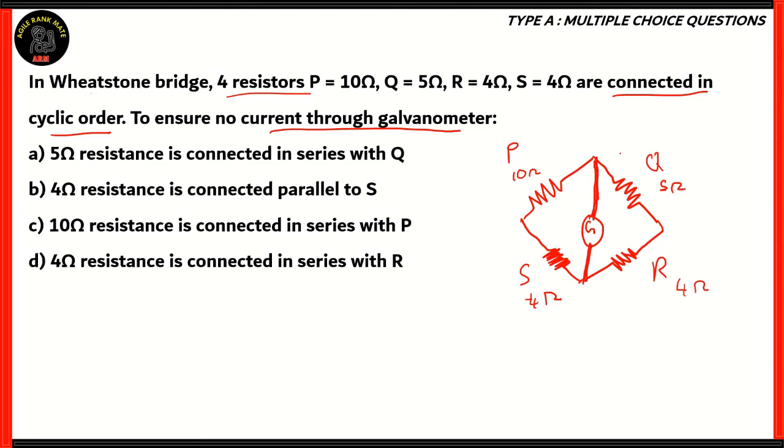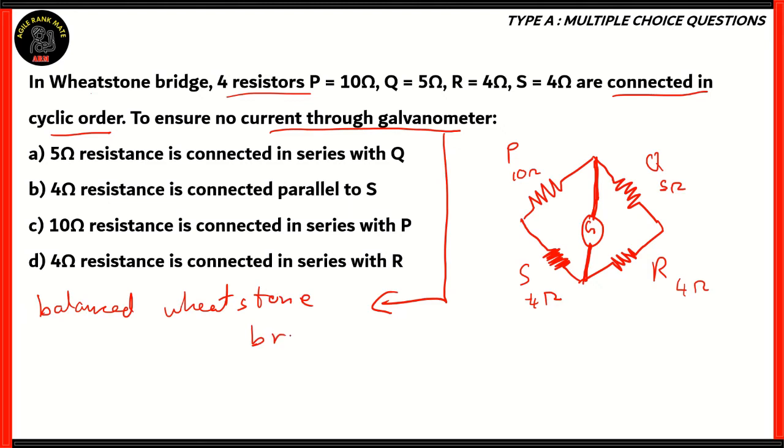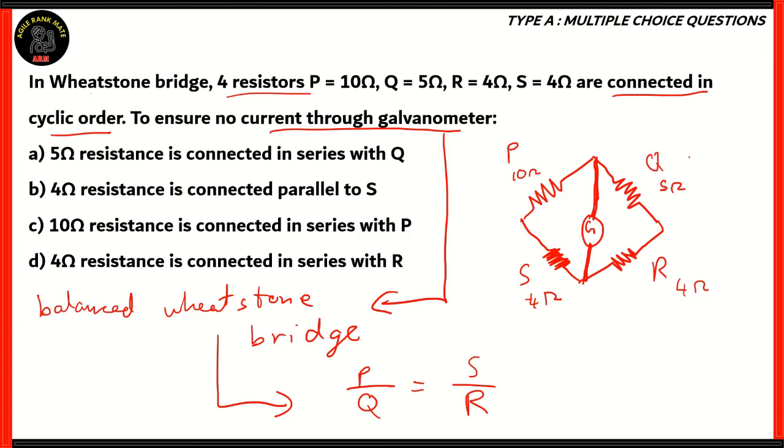So in order to ensure that no current passes through the galvanometer, we need to make sure that we have a balanced Wheatstone bridge. And for that to happen, we need to make sure that P over Q is equal to S over R. So both of these should have a common ratio. Now, if we look at P over Q in the current scenario, the value is 10 over 5, which is 2.